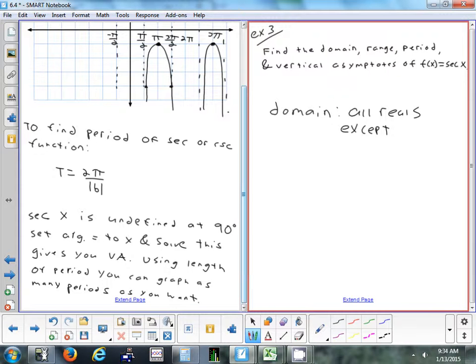Pi over 2, 3 pi over 2. Somehow you have to describe it more generally. And you can't write all reals except the vertical asymptotes, because I'm going to ask you what the vertical asymptotes are in a minute. So we actually have to figure out this part of it right now. Yeah? So it's all integers of pi. All multiples of pi.